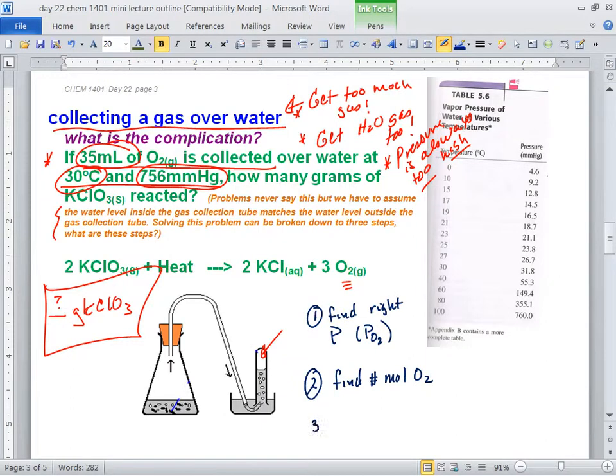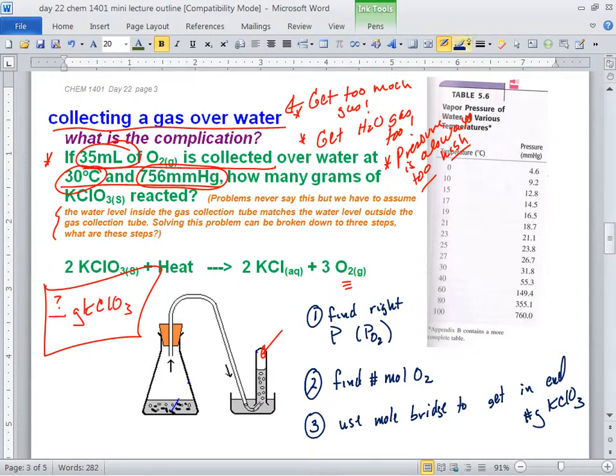Step 3, use the mole bridge to get, in the end, grams of our answer, KClO3. Okay, so that's the big picture. But how do you do each one of these individual steps?